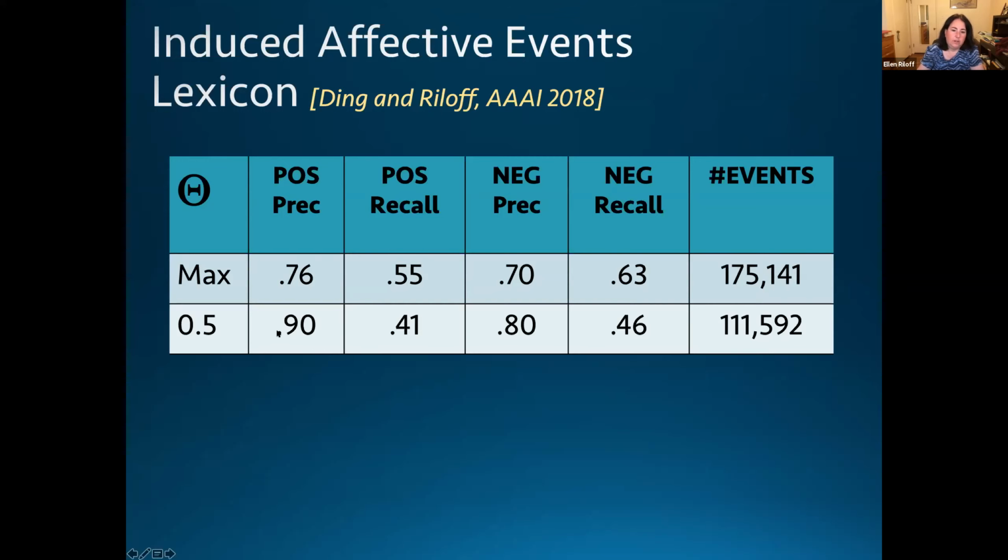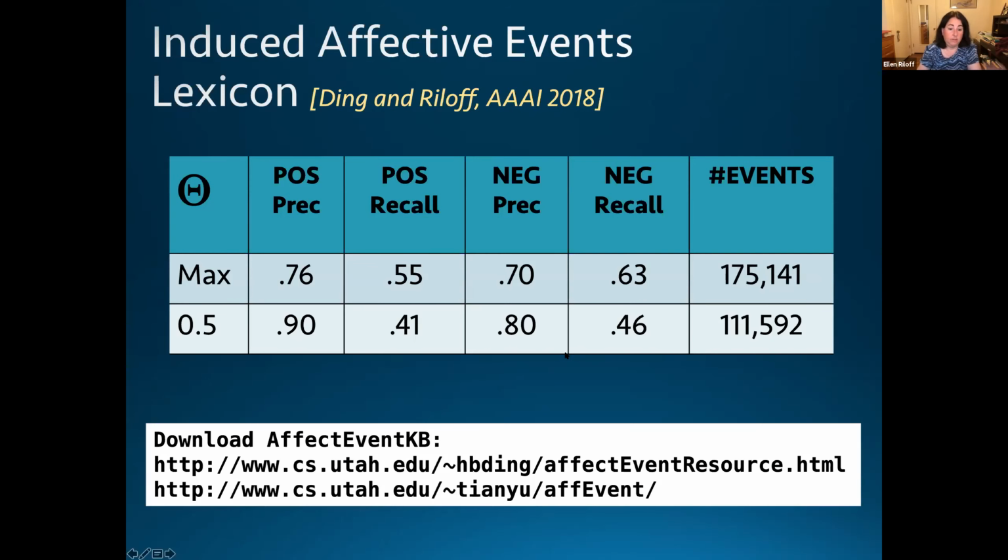But the other thing you can do, which I actually recommend probably, unless you really need to maximize recall, is to only use the events where one of the polarities has a value of at least 0.5. Because otherwise, some of these vectors, one polarity is 0.34 and the other one's 0.33. There's really not that big of a difference. But if you set that threshold to be 0.5, you get fewer events, although it's still more than 100,000. So it's still a substantial resource. But you can see the precision is much higher. Now when you do get a positive event, it has over 90% precision, and 80% precision for the negative events. So that resource is available off our webpage if anyone wants to use it.